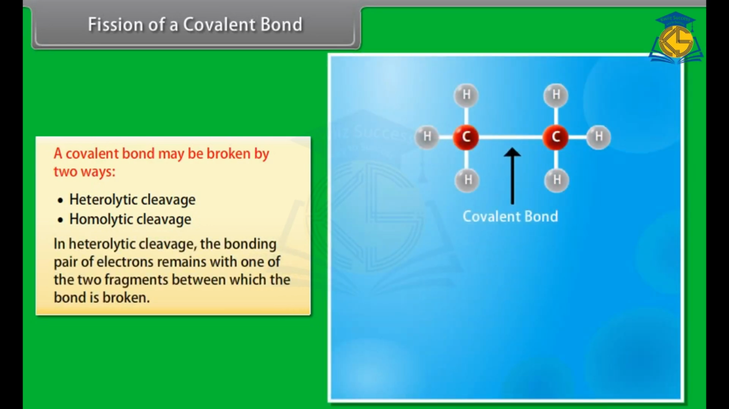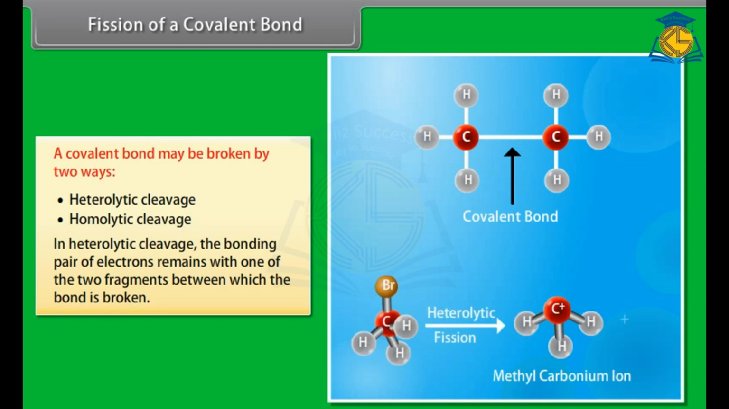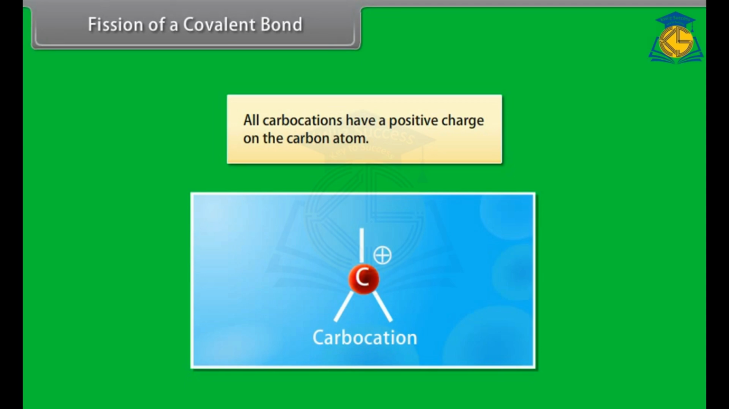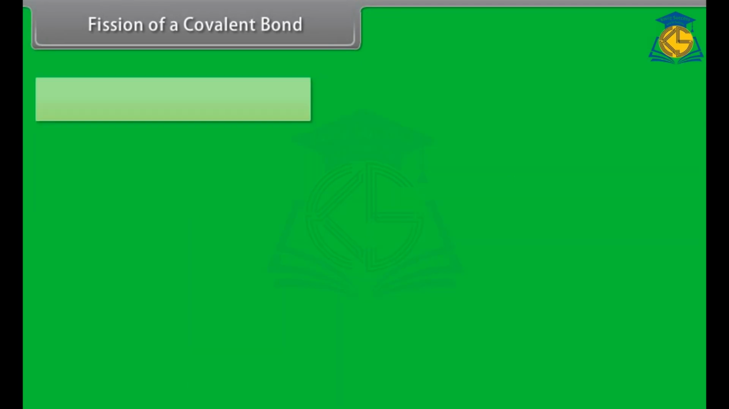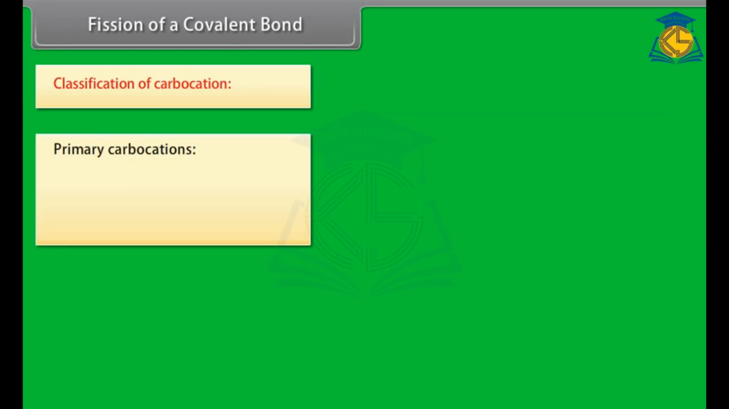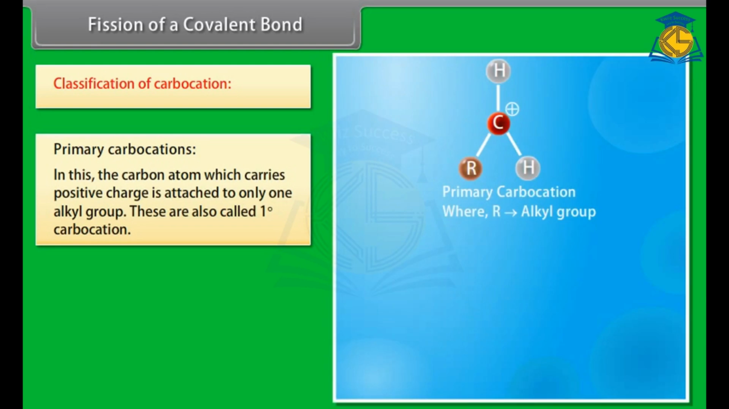In heterolytic cleavage, the bonding pair of electrons remains with one of the two fragments between which the bond is broken. For example, all carbocations have a positive charge on the carbon atom. Classification of carbocation. Primary carbocations. In this, the carbon atom which carries positive charge is attached to only one alkyl group. These are also called 1-degree carbocation.